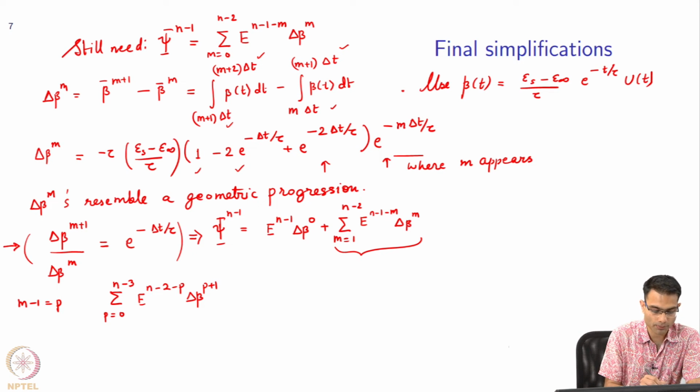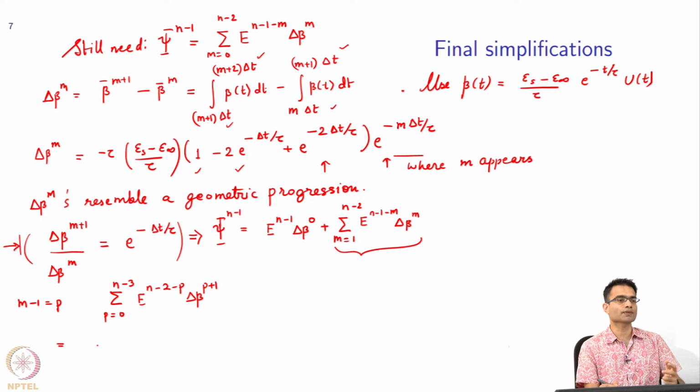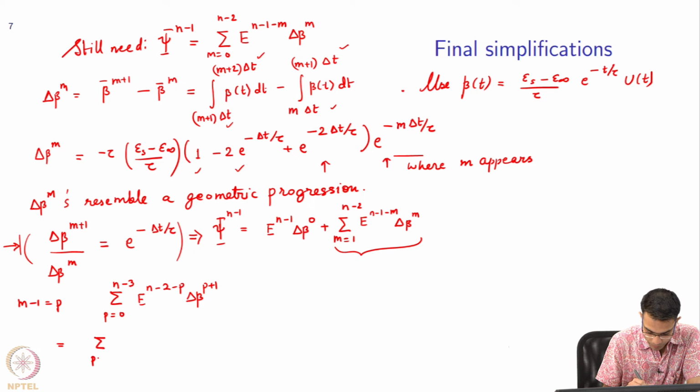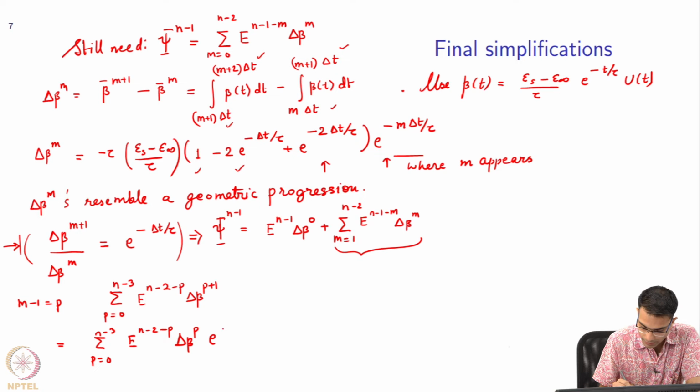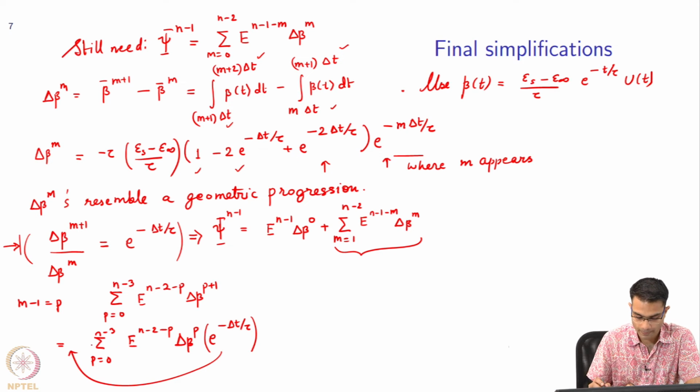And now I'm in a position to use this trick, this guy over here. What will happen to this? Delta beta p plus 1 can be written in terms of delta beta p. So, this will become the summation p equal to 0 to n minus 3, e n minus 2 minus p, delta beta p, and e to the minus delta t by tau. This term can be taken outside the summation since it does not depend on p.